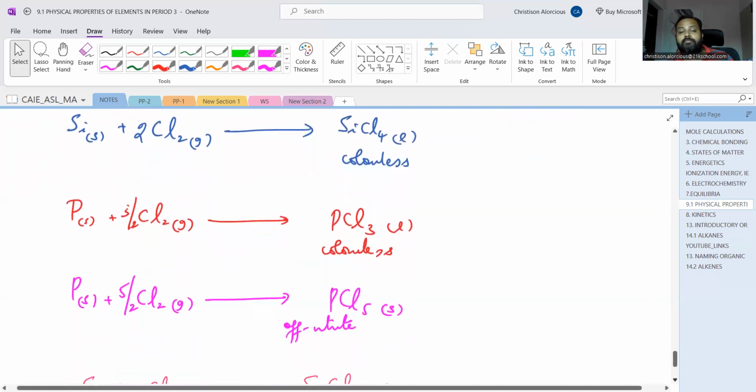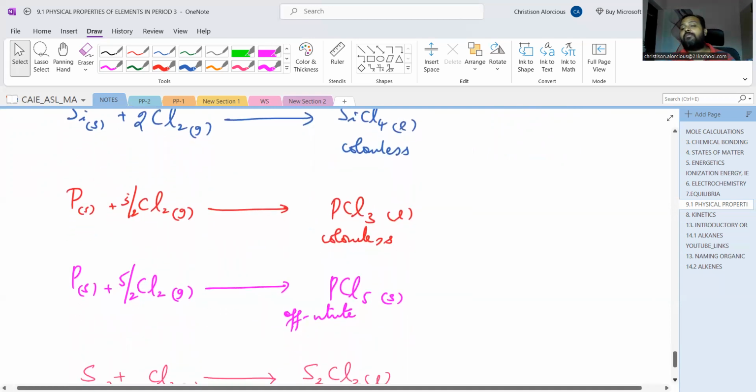You pass chlorine over phosphorus. The phosphorus would react spontaneously. It starts burning spontaneously, so the reaction is pretty quick. It produces two chlorides. One is PCl3, which is a colorless liquid, and PCl5, phosphorus pentachloride or phosphorus(V) chloride, which is an off-white solid.